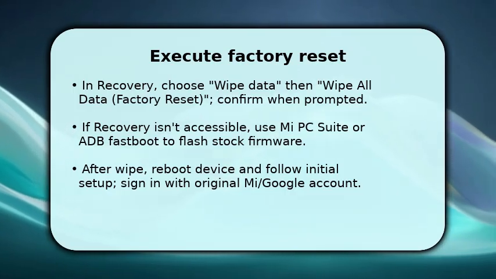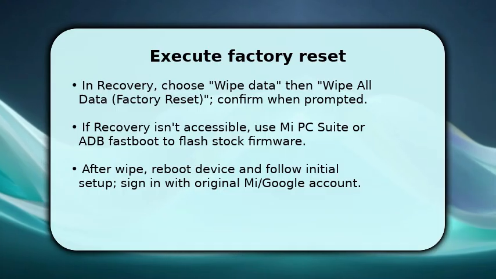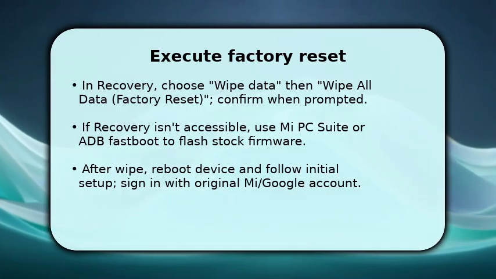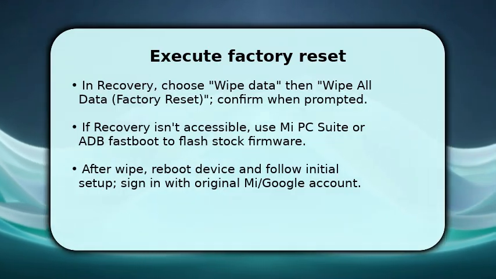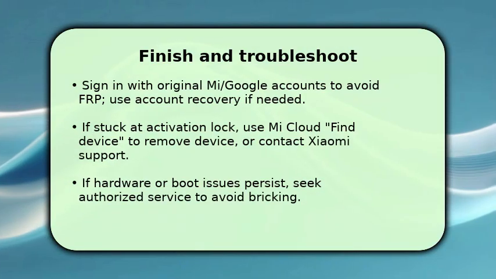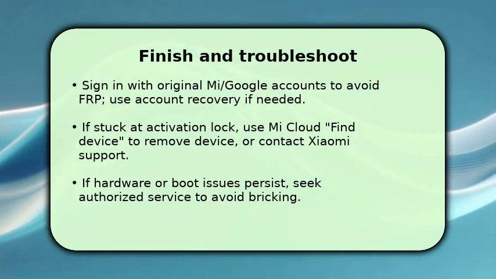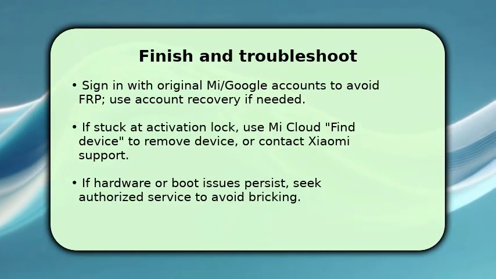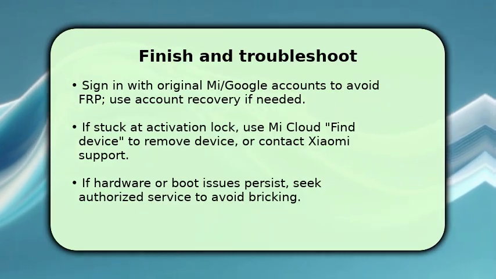You then follow setup prompts and prepare to re-enter your Mi and Google accounts when requested. You finish by completing initial setup and signing into the original Mi and Google accounts. This is critical to pass activation, FRP, and restore full access.